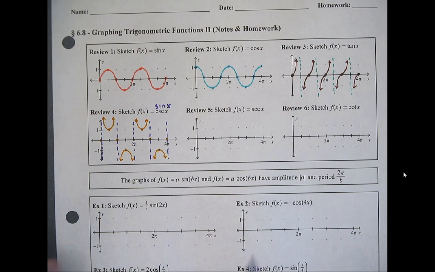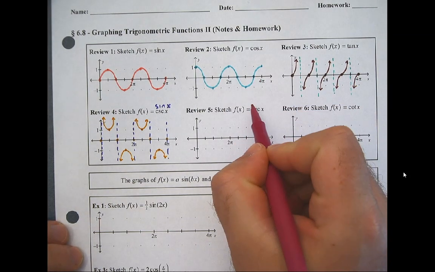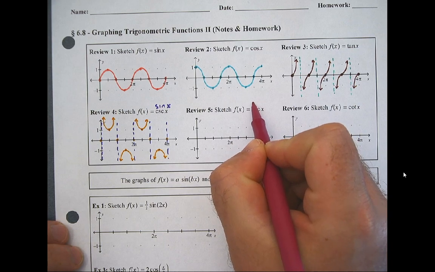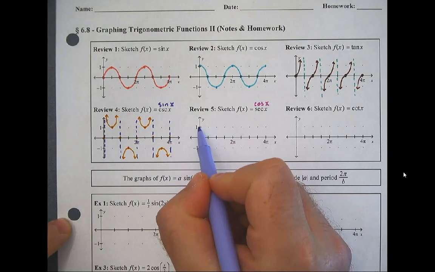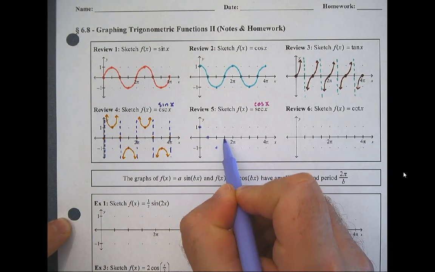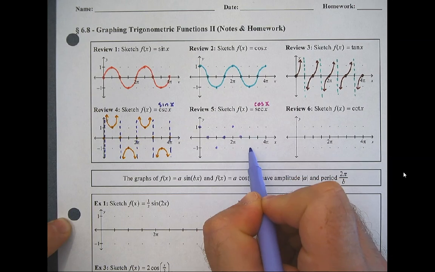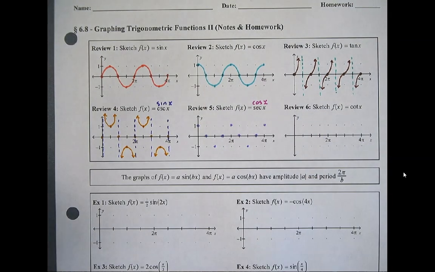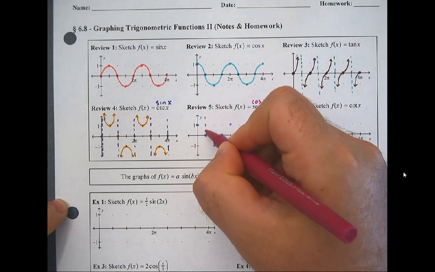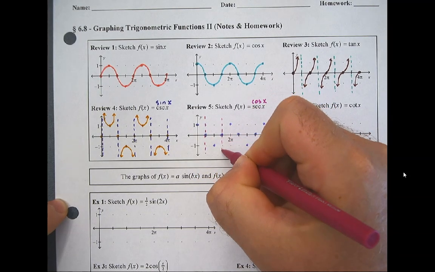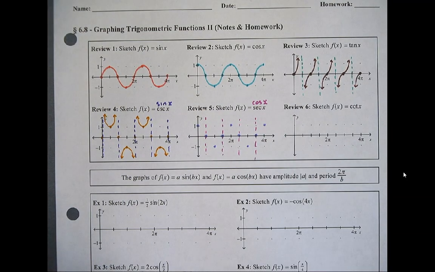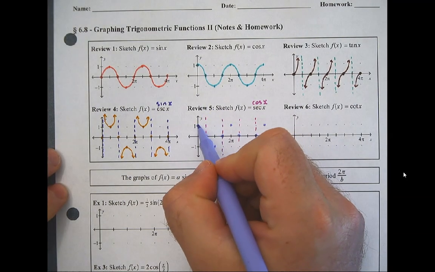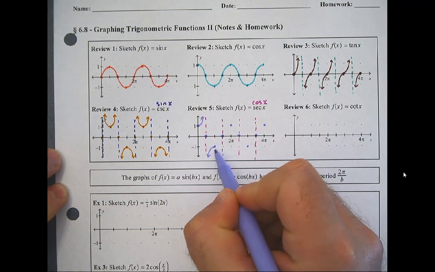Okay, next up, secant. Secant is the reciprocal of cosine. So I'm going to start off by sketching cosine. Cosine starts at 1. Then I'm going to reciprocal. And so all the zeros are going to become asymptotes. And then I'm going to take all those parts of the curve that were getting closer to 0, and when I reciprocal them, they will get closer to the infinities.